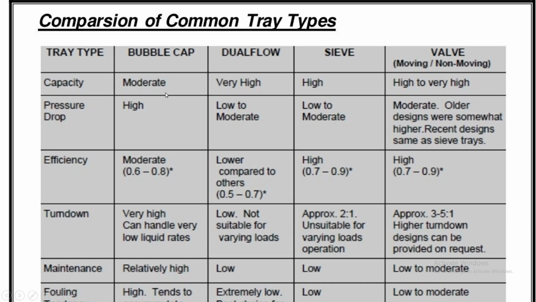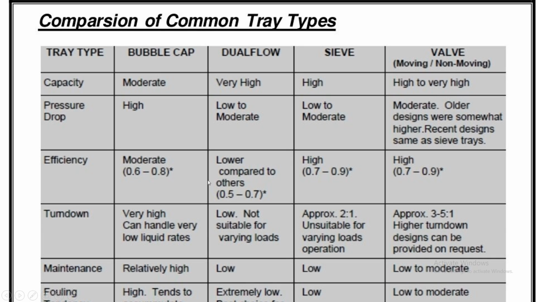and we know that the tray plays a very crucial role in achieving the separation for the distillation process. And these are the various types of trays, like bubble cap tray, dual flow, sieve tray, and valve tray. And these are the properties listed, like the capacity, pressure drop, efficiency, turn down ratio, maintenance, and the fouling rate. And these are the categories into which they are divided, like the capacity of bubble cap tray is moderate and the dual flow is very high, while for the sieve tray the capacity is very high, and for valve tray it runs between high to very high.